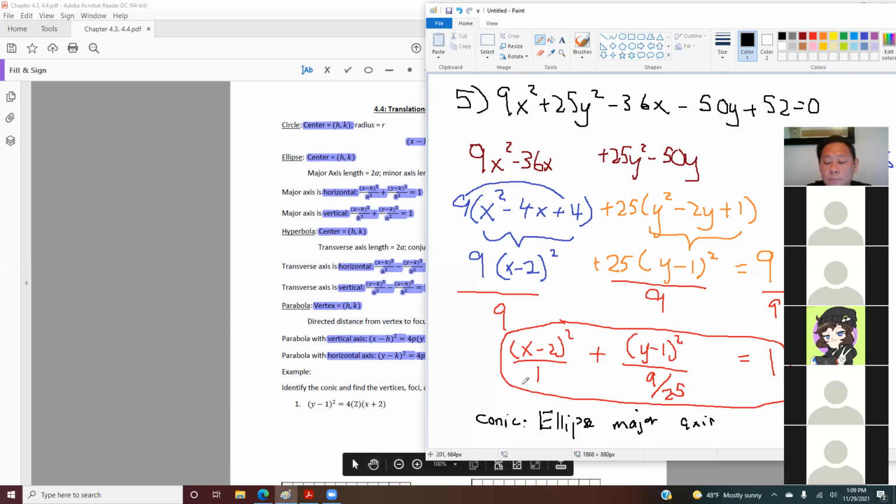Which one is bigger? 1. Yep, so that means this is your A squared and this is your B squared. For an ellipse, make sure you figure out which one is bigger. The bigger one belongs to A squared, and the smaller one belongs to B squared. Since A squared is under x, the major axis is on the horizontal. So this is your conic section here.